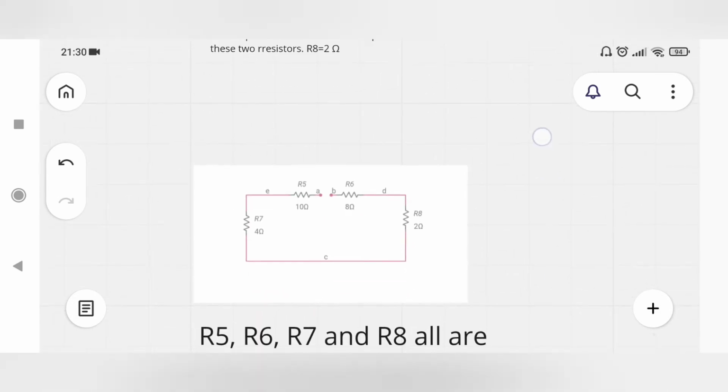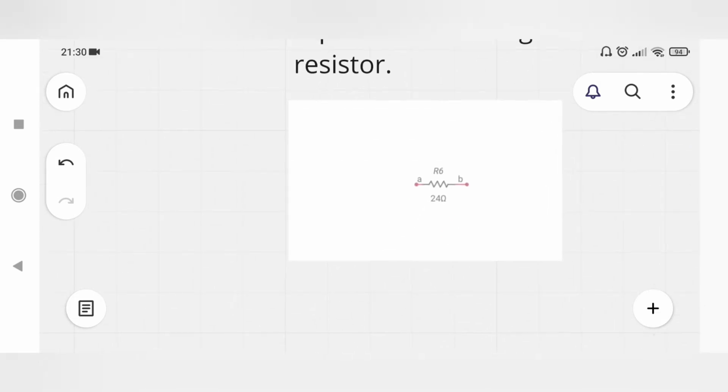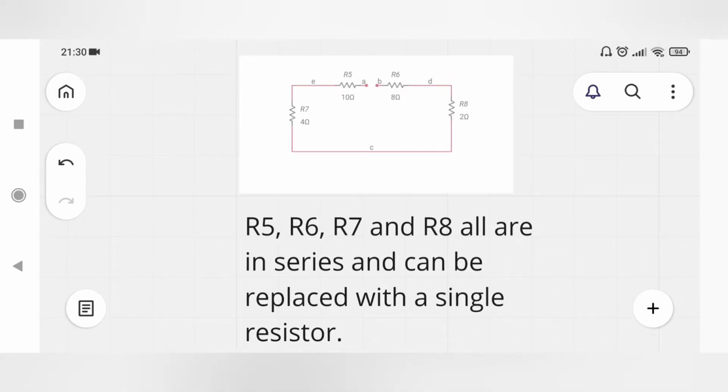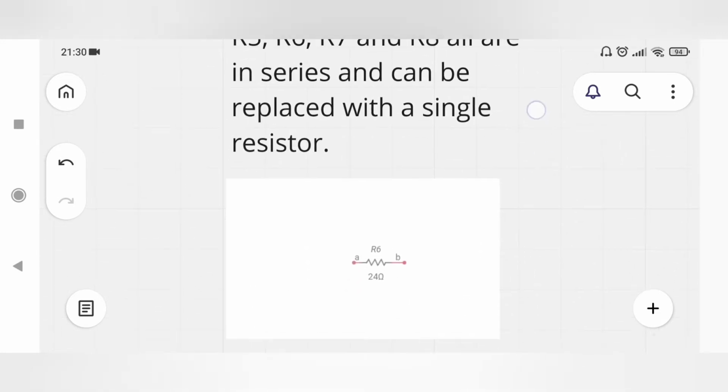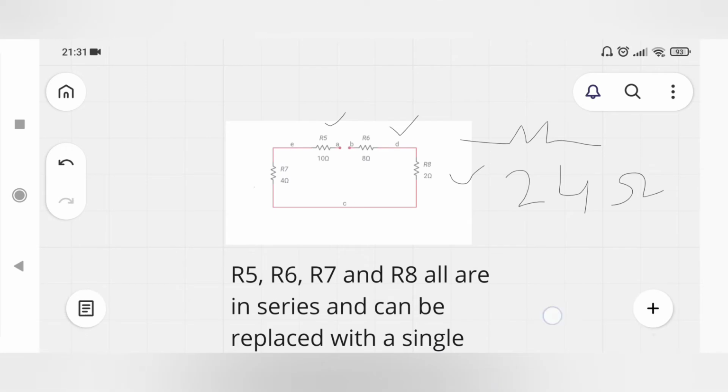Let's redraw the circuit. So R7, which is equal to 4 ohm, and R8, which is equal to 2 ohm, and now the circuit is simplified as this. Now R5, R7, R6 and R8 are in series, and the equivalent is this. Now come to the next example.